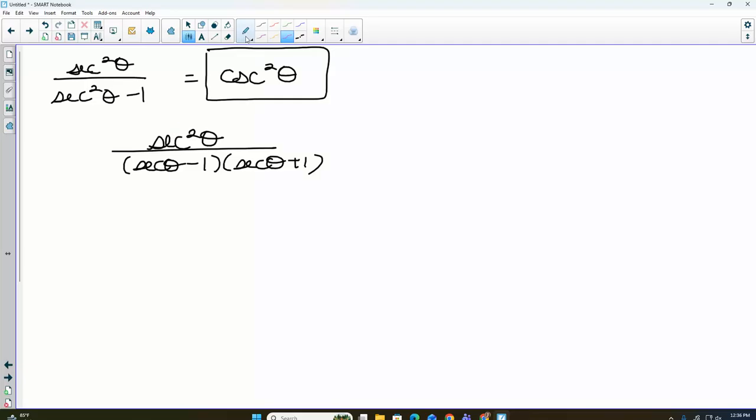Okay, what if we did that? What if instead of factoring, so we tried it, nothing magically canceled, so maybe that wasn't helping a whole lot. Secant squared minus 1 is tangent squared. Okay.